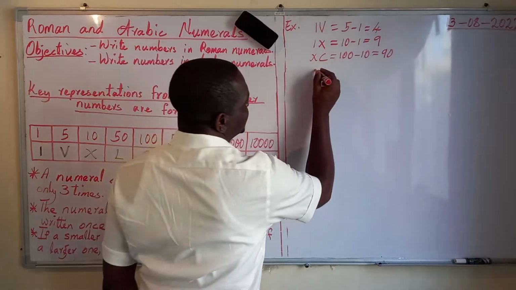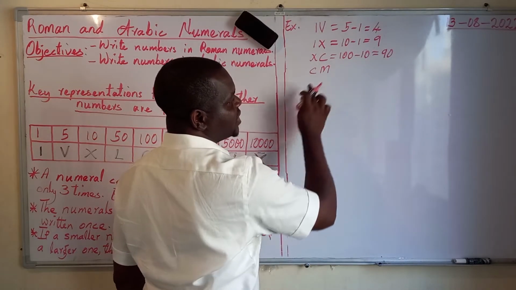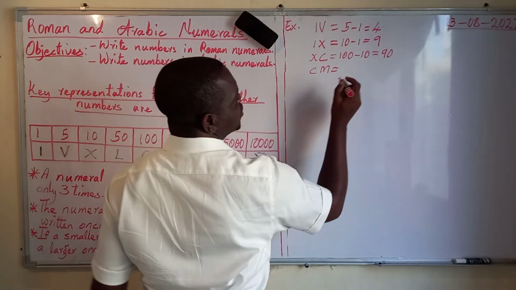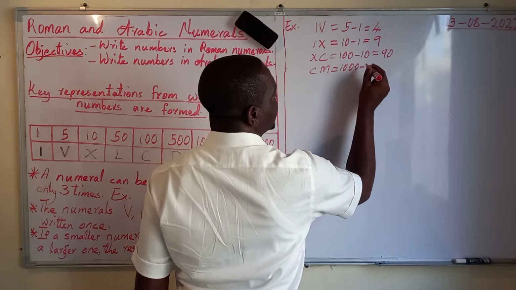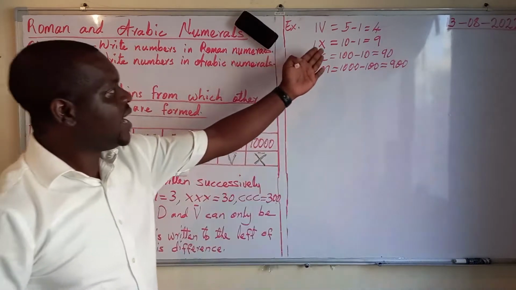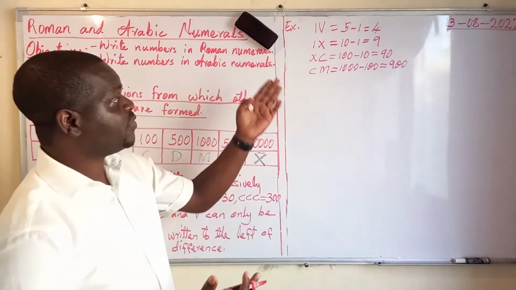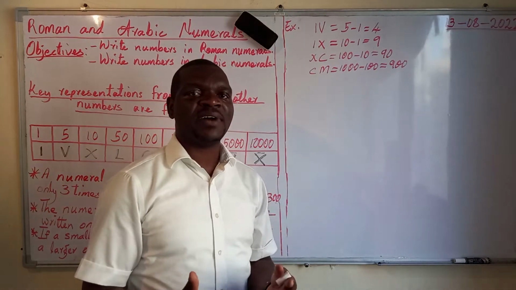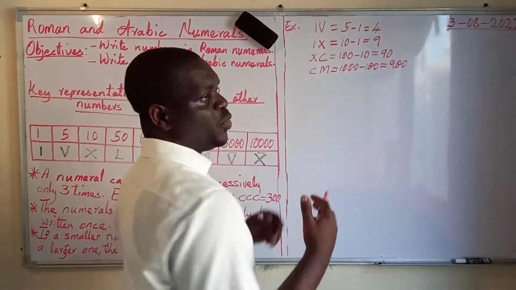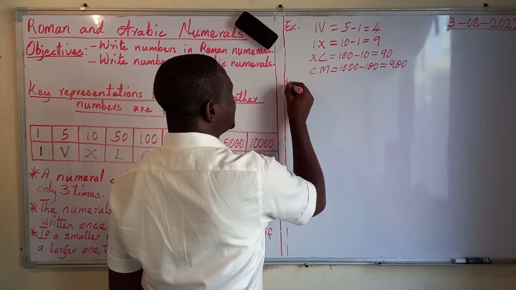And let's look at the third example. You have something like CM, C 100, M 1000, and C is written to the left, so we subtract 1000, take away 100, which is equal to 900. These are examples that follow this statement for better understanding, for us to be able to identify that if a smaller numeral is written to the left, we find the difference. That said, let's look at the next row.